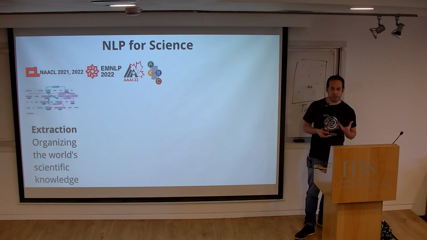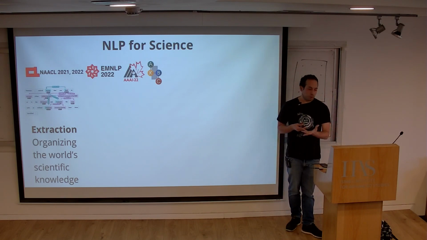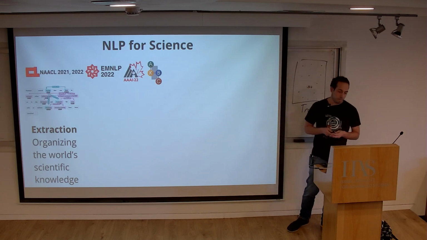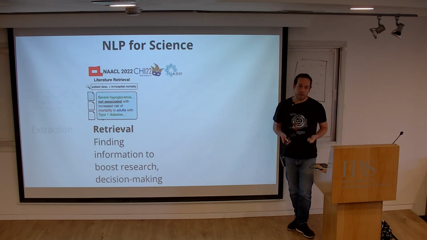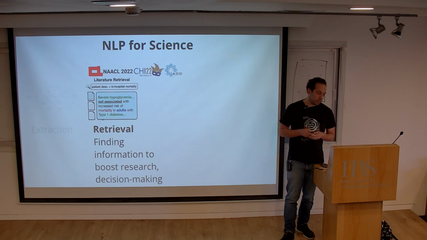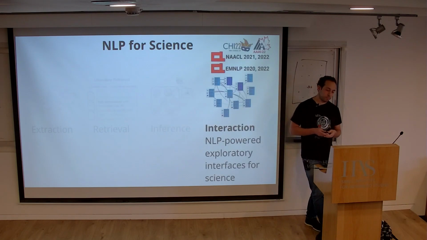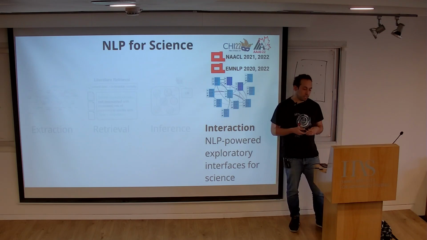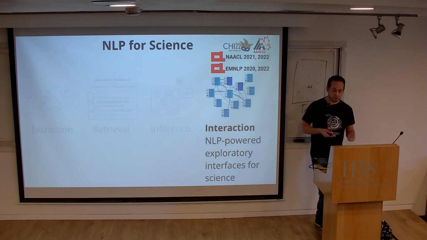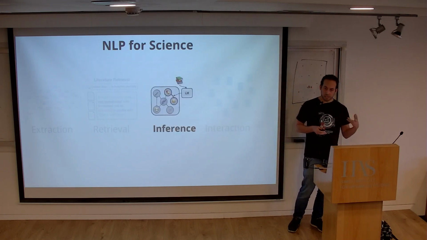So first is extraction, taking all this sea of unstructured text and organizing it so we can sift through it in a structured, effective manner. The second is retrieval. So how do we find information to help boost research and also decision making? Third is inference, making predictions, generating hypotheses. And finally, interaction, taking these NLP models and machinery and using them to build new exploratory interfaces for discovering the knowledge that we need. So today I'll tell you about inference.